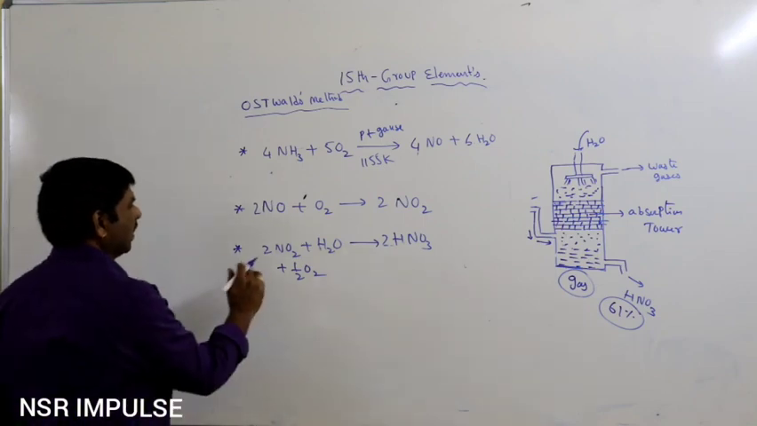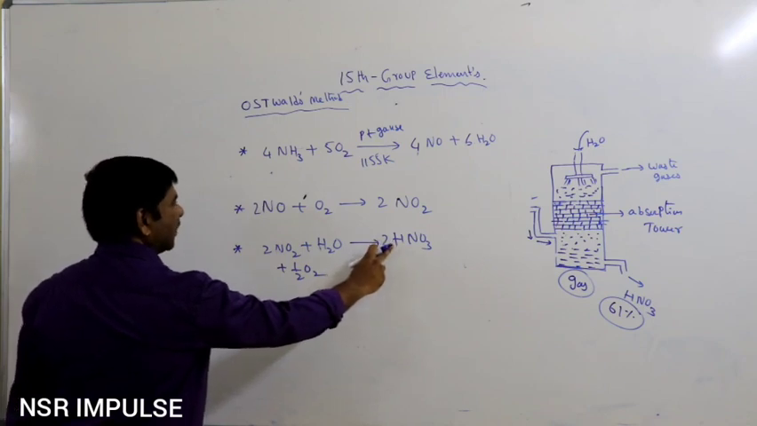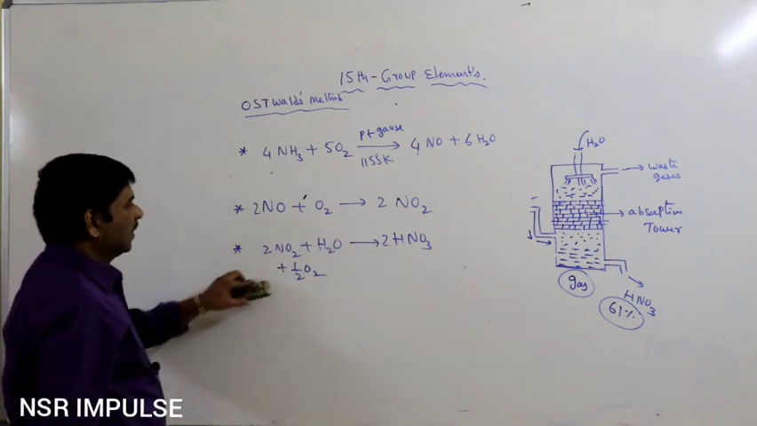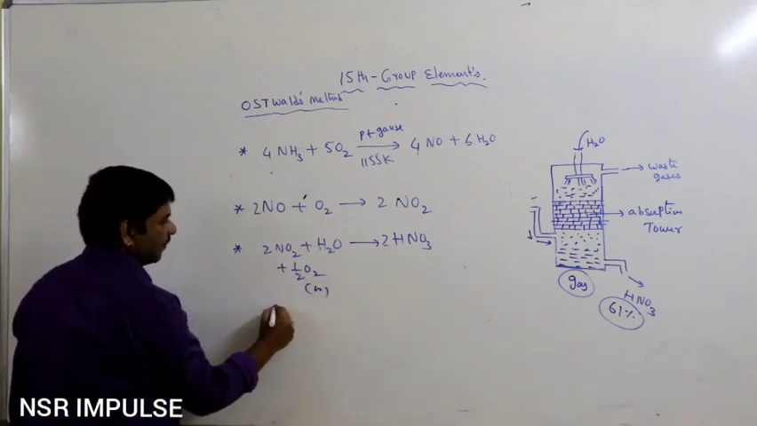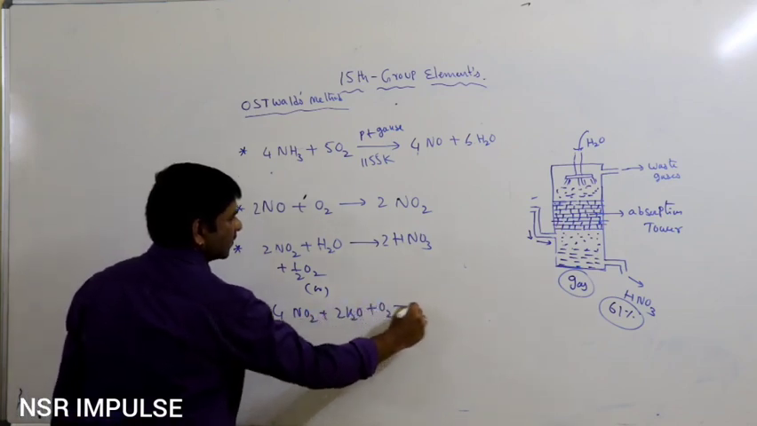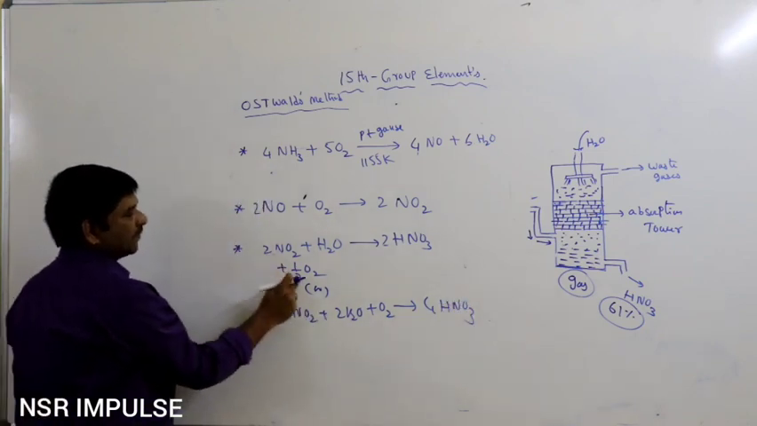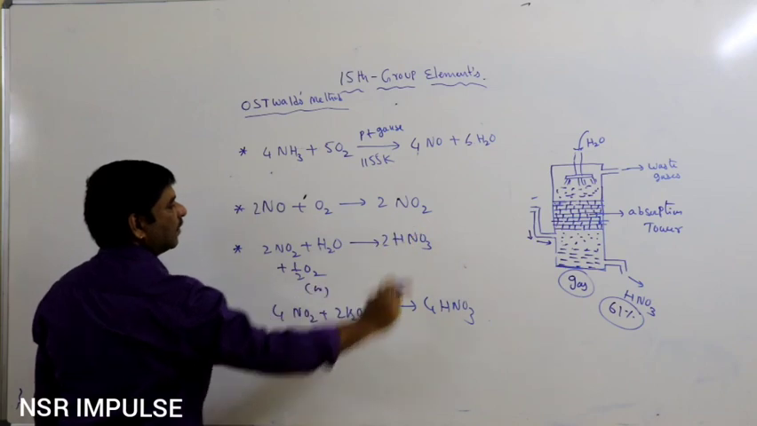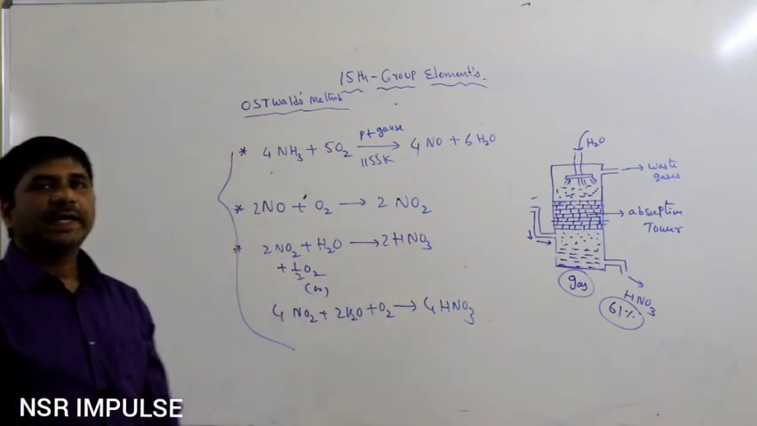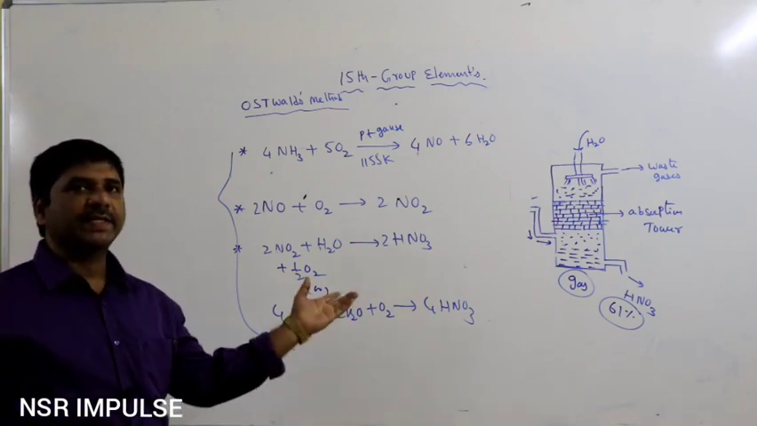Another equation is also possible: 4NO2, 4HNO3, 4 times 3 is 12, 4 times 2 is 8. Another one is 4NO2 plus 2H2O plus O2, same only, another one. 4 cross multiplication, 2 2 is 4, 2H2O, O2, 4HNO3. They are the involved chemical reactions. That is about nitric acid. Okay, nitrogen oxo acids, nitric acid.